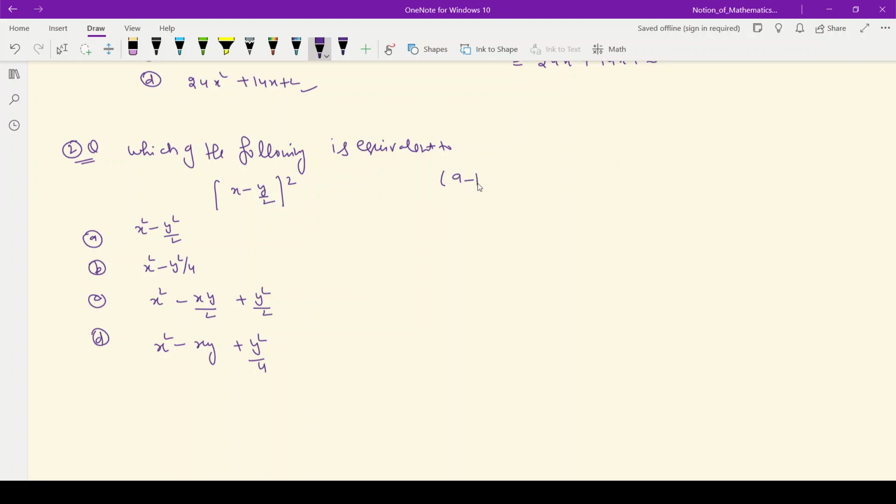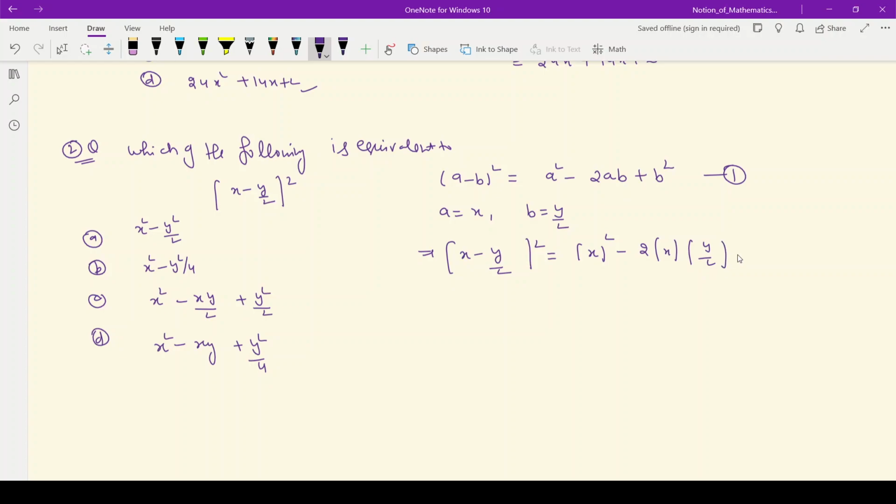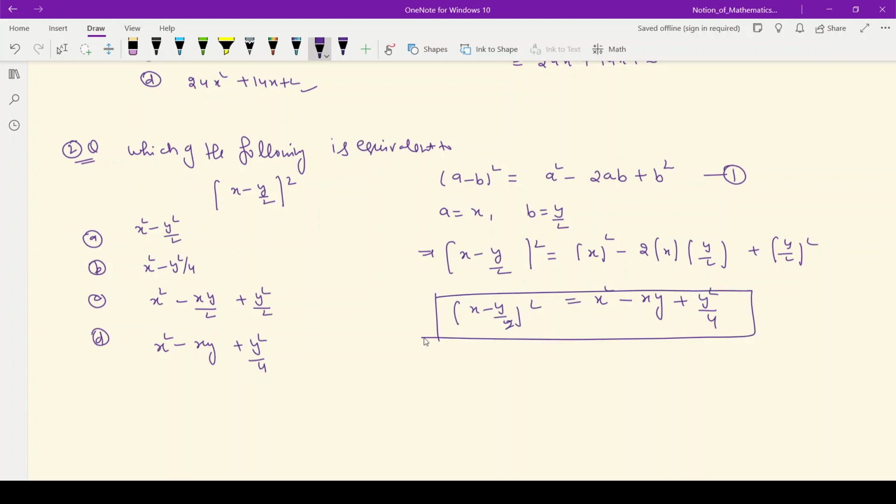Students, as we know the formula that (a minus b) whole square is a square minus 2ab plus b square. So if in this equation I am utilizing a equal to x and b equal to y by 2, what will I be getting here? I will be getting (x minus y by 2) whole square, which is x square minus 2x into y by 2 plus (y by 2) whole square, that is x square minus xy plus y square by 4, and that was equal to (x minus y by 2) whole square. So here option D is right.